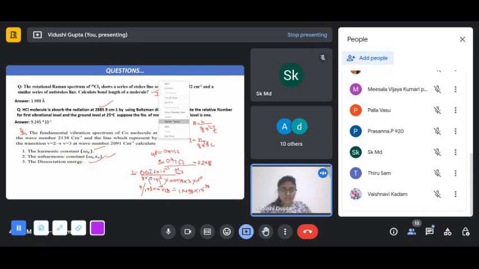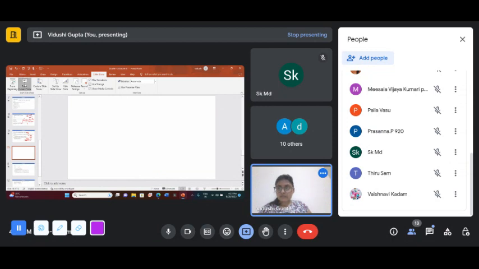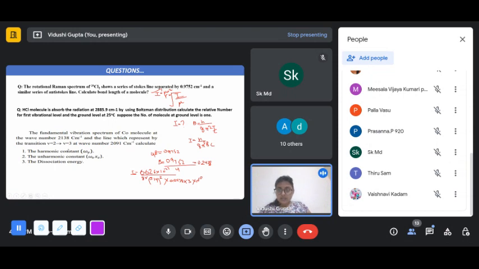Maybe I can take a new slide. I don't know why it is not erasing. So in the question it was given that for the transition 2 to 3, the wave number is 2091, and the fundamental vibration spectrum will be at wave number 2138. So firstly we will calculate the harmonic constant, that is omega e.